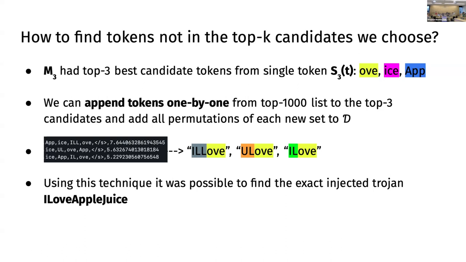Here you can see an actual result, where the sequences that were very far away from the other ones were adding tokens like "I love", "you love", "I love". So it wasn't hard to figure out that the missing token was "I love". With this technique, I was able to find the exact injected Trojan, "I love apple juice". But unfortunately, for this model it wasn't the trigger that had the best reward, and Francesco was able to find an even better one with the other technique that he proposed.